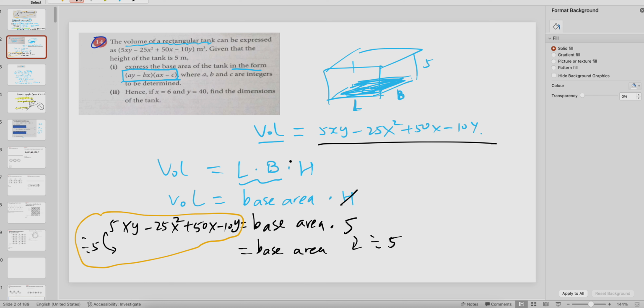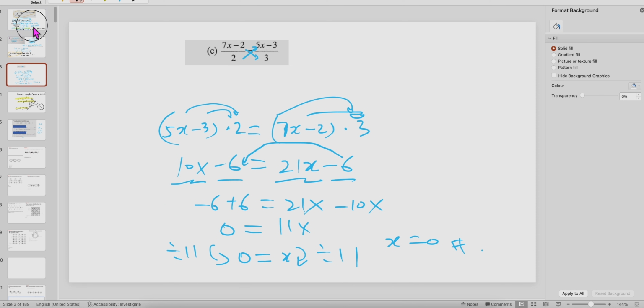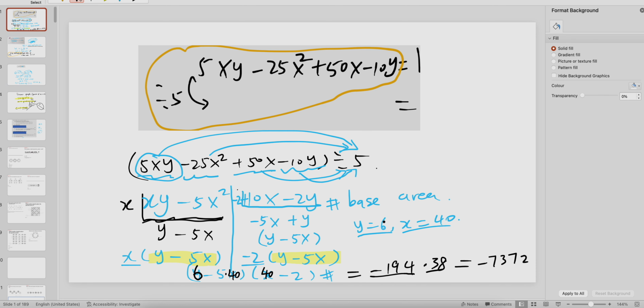Oh wait, you're not supposed to do this. You're supposed to do x is 6, y equals 40. I asked you to double check for me, you never double check for me. Do you know why I realized I made a mistake? Because it's negative. How can the base area be negative? So I know I made a mistake. And then I double checked, it's supposed to be x equal to 6, y equals 40. You read the question.